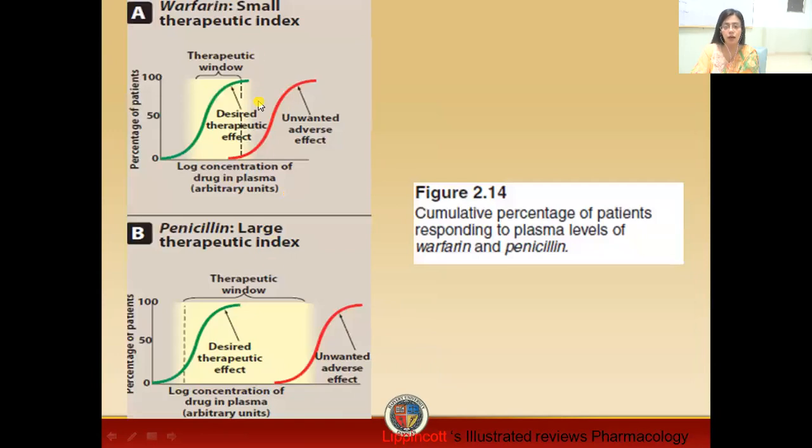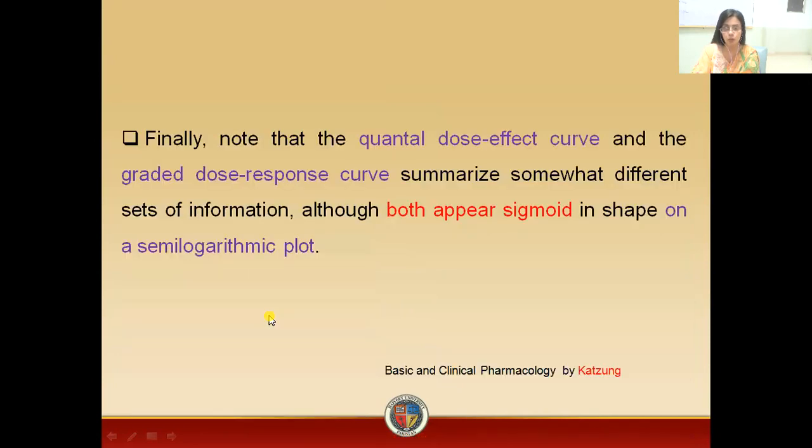So these were the graphs which we discussed regarding the therapeutic index. This is of warfarin, which has the narrow therapeutic index, and this graph is of penicillin, which has a large therapeutic index. This graph is also representing that warfarin has a narrow therapeutic window while penicillin has a wide therapeutic window. In both cases, quantal dose responses and graded dose responses, we get sigmoid graphs.